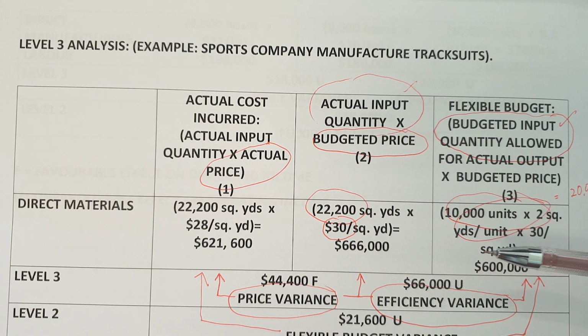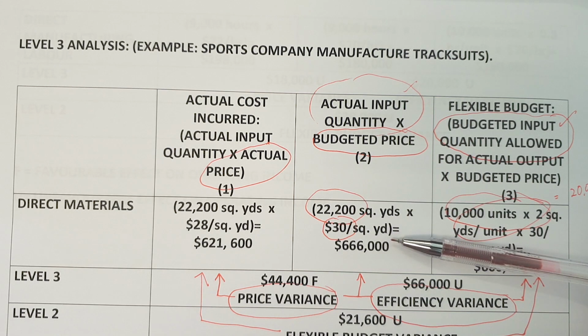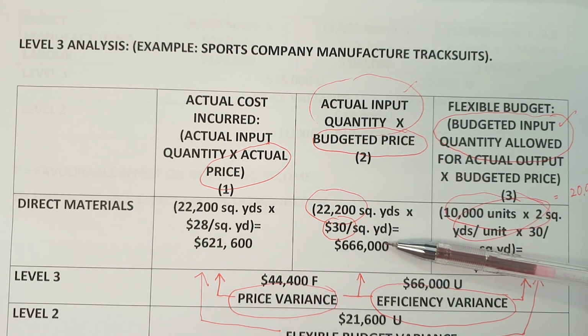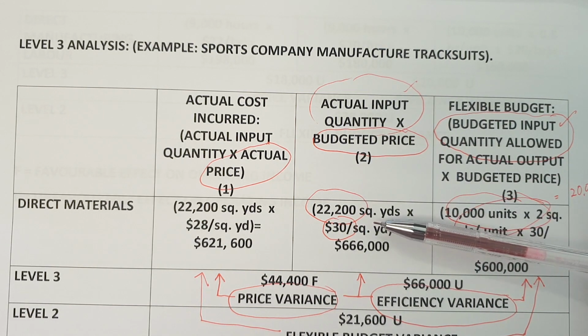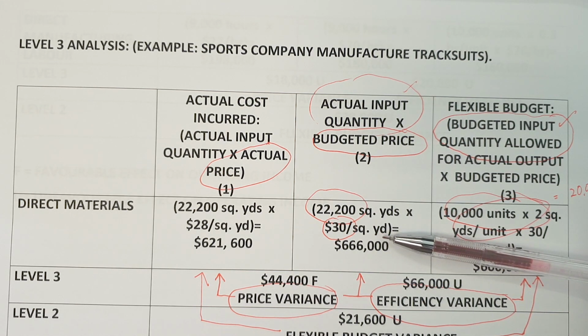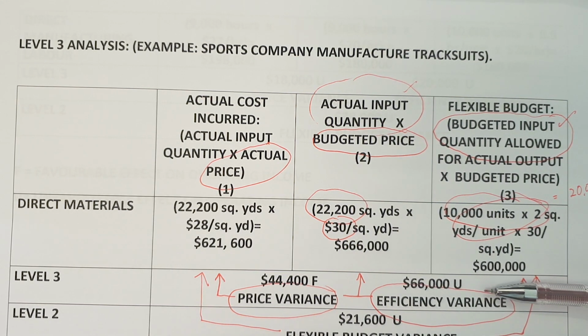In order to be efficient, the amount that we budgeted should be at least similar to the one that we produce, or the budgeted should be higher than the actual that actually happened. So in this case, the actual is worse than budgeted, and this is something that we don't like. This is something that we have to investigate further, and it leads to this 66,000 unfavorable efficiency variance.